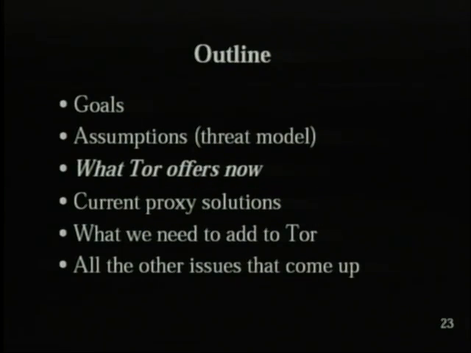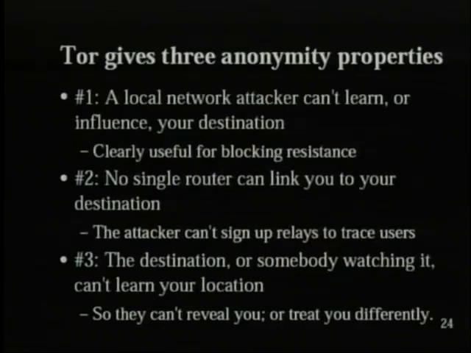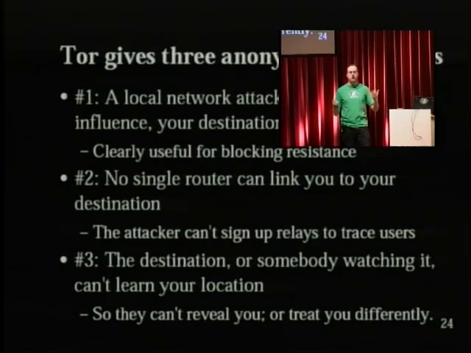Okay, so what does Tor offer now? What do we have that we're working with? Tor has three big anonymity properties. The first one is somebody watching you locally can't figure out what websites you're going to, and they can't decide whether you're allowed to do that. This is clearly useful for blocking resistance. The second one is no single server in the Tor network can figure out both you and where you're going.